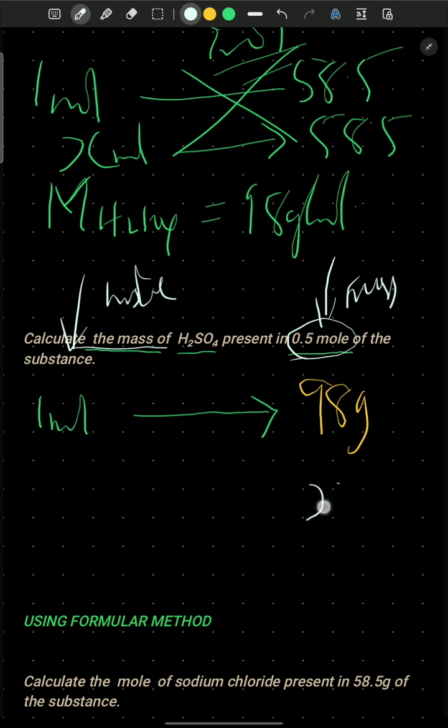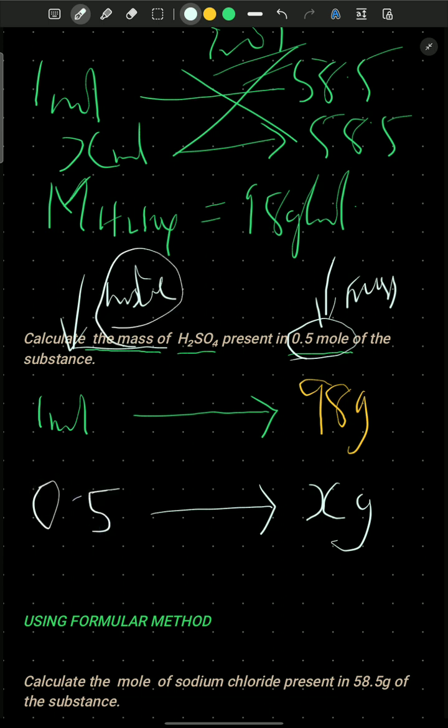Because I'm looking for mass, I'll write there calculate mass. So it means I don't have the mass. They asked me to calculate it. So I should look for mass that will give me under mole. Can you see under mole? So I should look for mass that will give me 0.5 mole. You can see it is very easy to do. Look for the mass that will give you 0.5 mole.